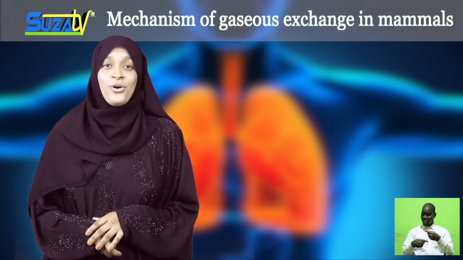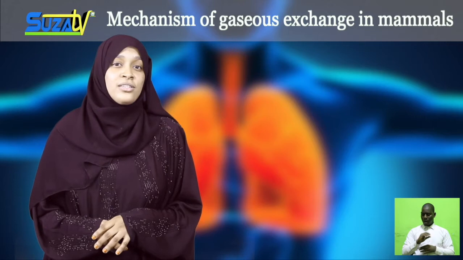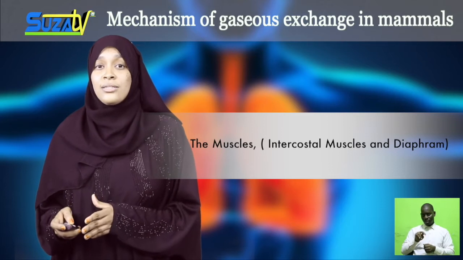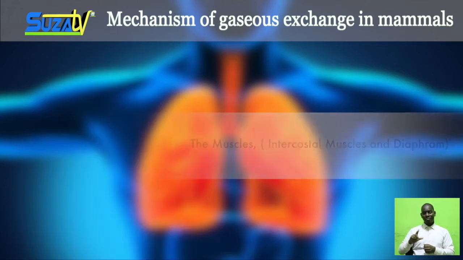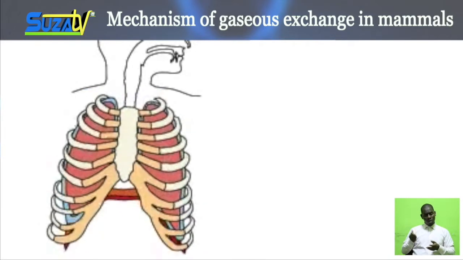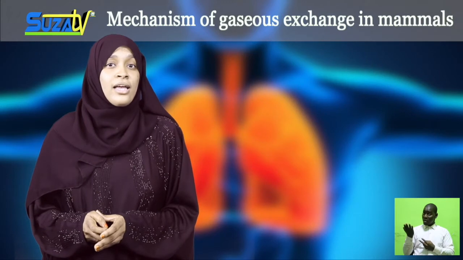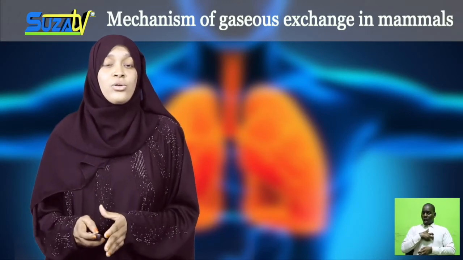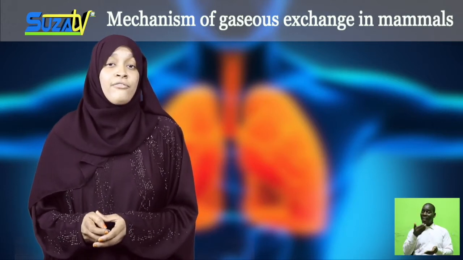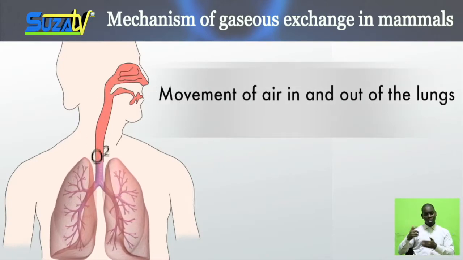Now, let's go on and discuss its mechanism. To discuss the mechanism of gaseous exchange, we are going to explain the muscles, intercostal muscles and diaphragm, whether they are relaxing or contracting. You should know what these are by now, as we learned about them in our previous lesson. We will also look at the volume and the pressure of the thoracic cavity, whether it is increasing or decreasing. And finally, we will look at the movement of air in and out of the lungs as well.